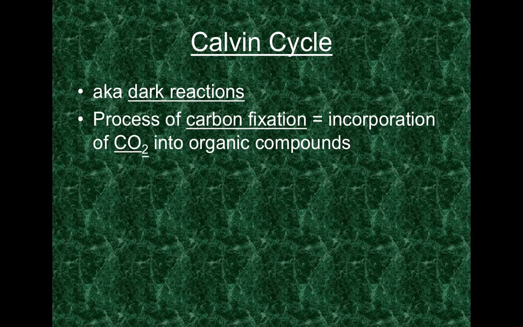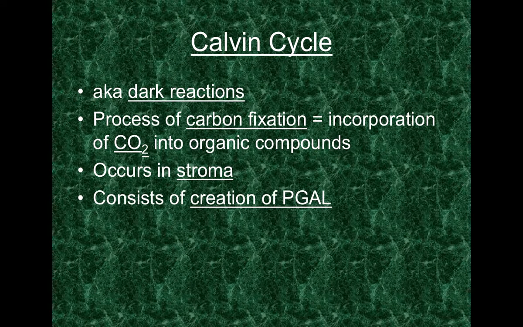The second part that takes place as part of photosynthesis is the Calvin cycle. The Calvin cycle, like I said, is also called the dark reactions. This is the process of what we call carbon fixation. And carbon fixation is the incorporation of carbon dioxide into organic compounds. It occurs in the stroma, so not in the thylakoids. It occurs in the spaces, but we're still inside the chloroplast. And it consists of the creation of PGAL.